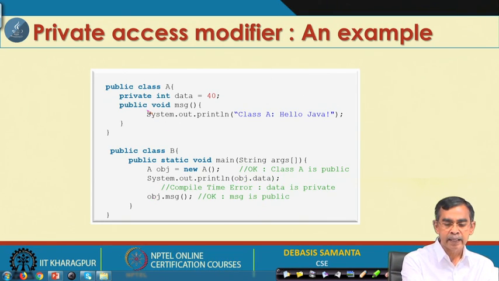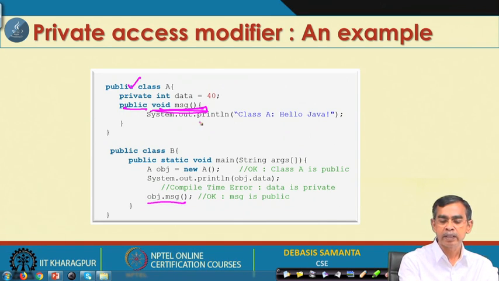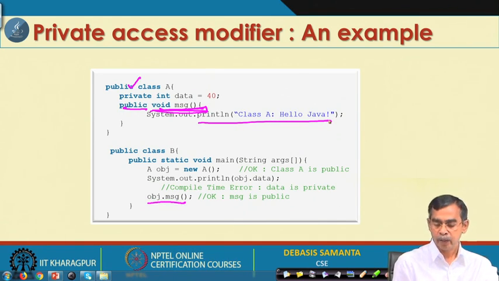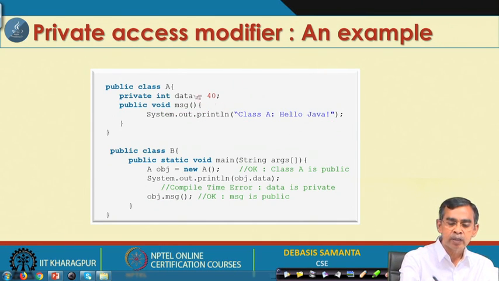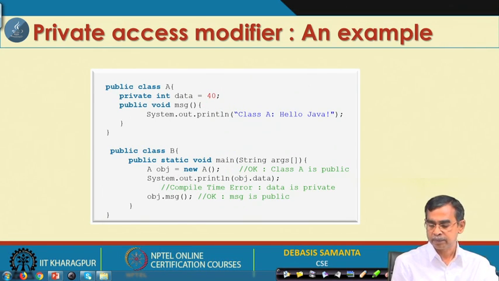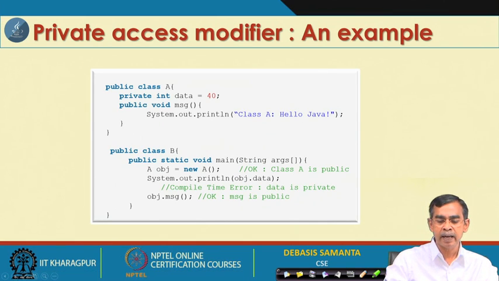On the other hand, as this message method is declared as public, and the class is also public, it is accessible, that means it will print the message. So, you can understand that private means it belongs only to this class, and outside it there is no access. That is the concept. Now, so this is a simple example. Now, let us consider another example.